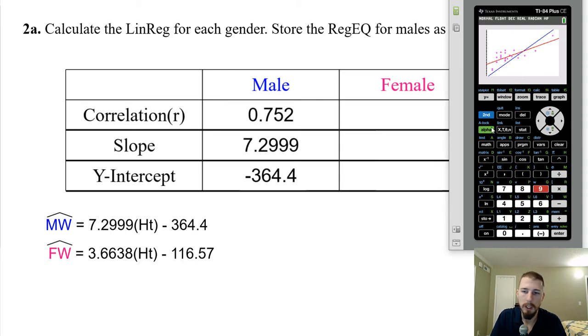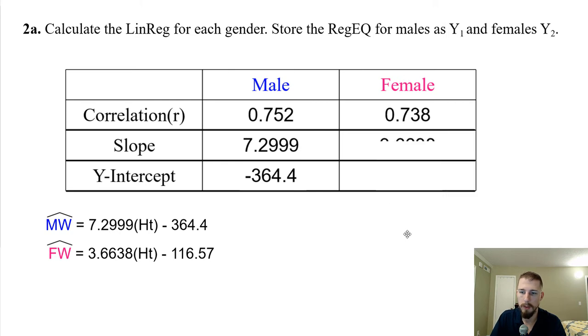Okay, so anyway, kind of cool. So go back to the linear regression here. I ran the linear regression for the women. It doesn't like the decimal at the end. Anyway, the regression for the women is going to be 0.738. The slope was given there, and then the y-intercept is there as well.